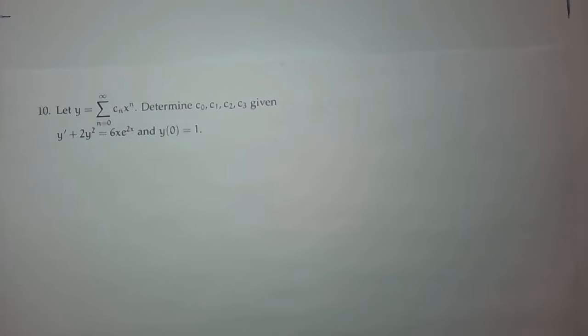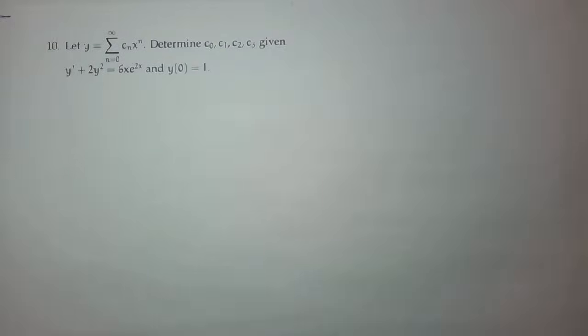Okay, let's finish up. Number 10. We've made it this far. Let's go all the way. So, y is the sum, 0 to infinity, c_n x to the n. Determine c0, c1, c2, c3, given y prime plus 2y squared equals 6x e to the 2x, and y of 0 equals 1. Now, notice what this problem does not ask us for. Recurrence relation. If a problem doesn't ask you for a recurrence relationship, don't find it. That'll be harder.